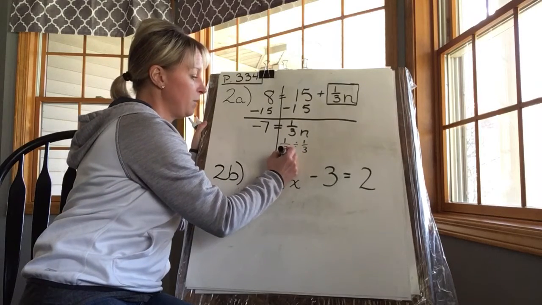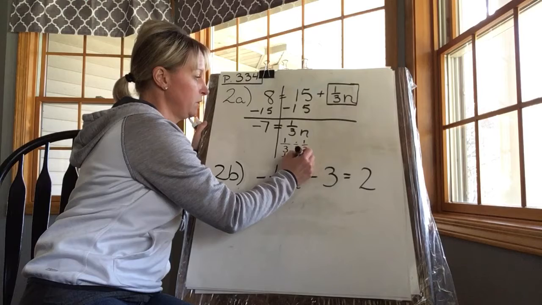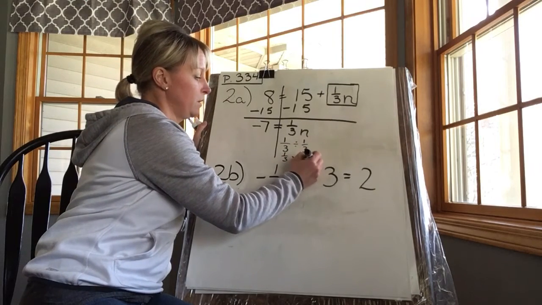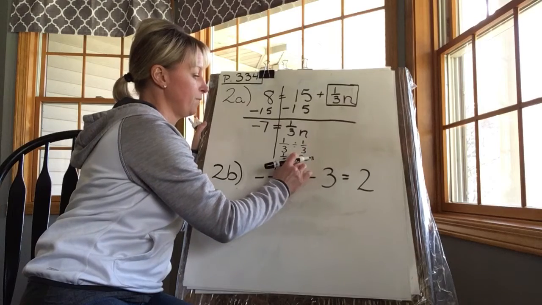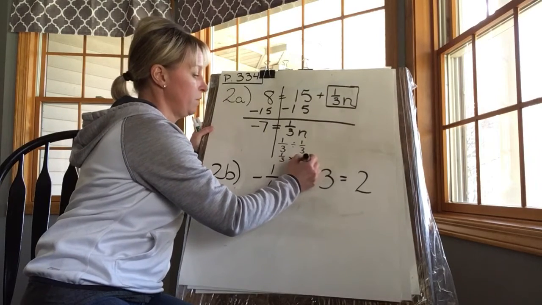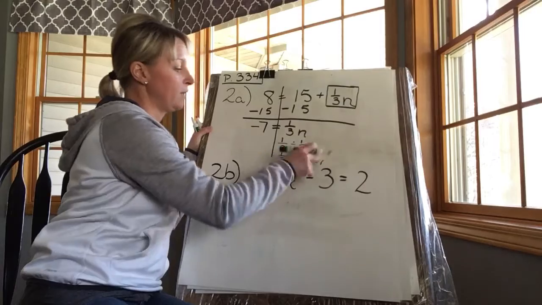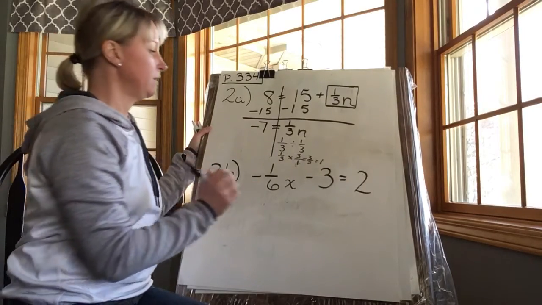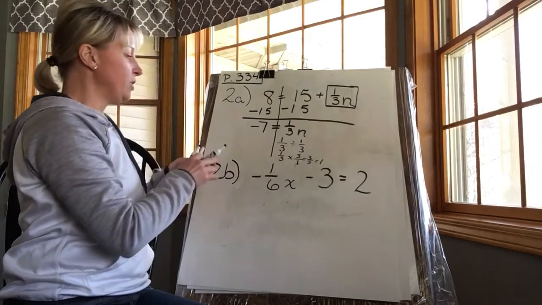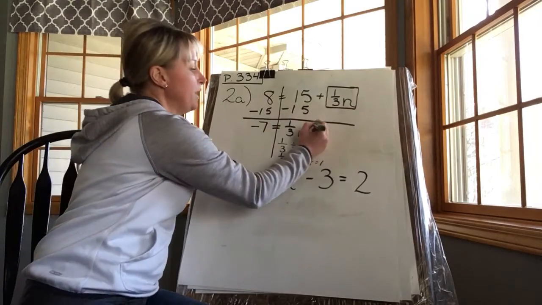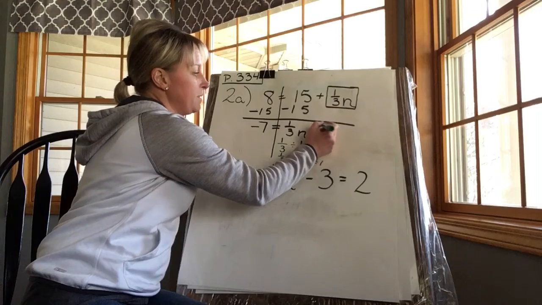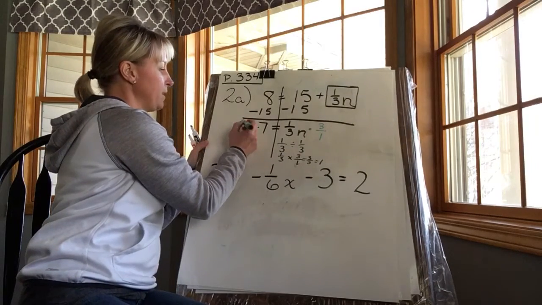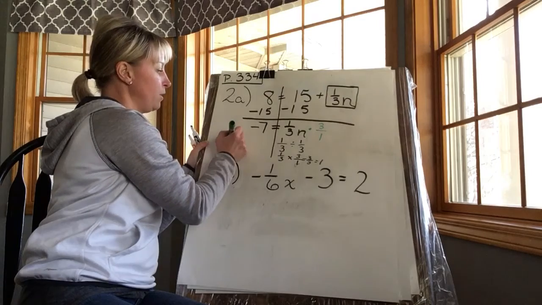Well, then it's keep, change, change, and that makes 3/3, which is 1, so that cancels each other out. But an easier way, so we don't have to do all of that, is to recognize that you multiply this side by 3/1, and then multiply this side by 3/1.